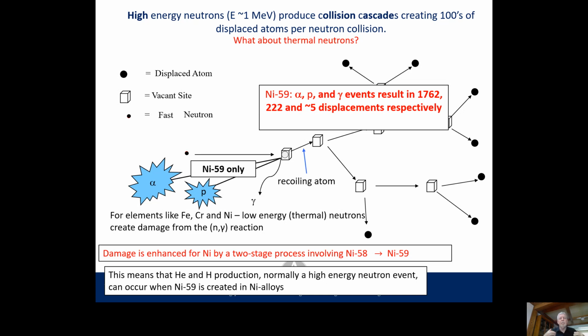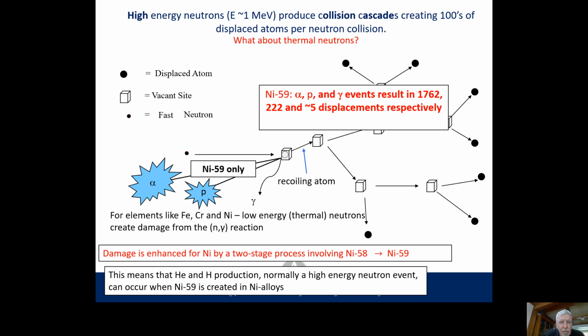Now, these point defects can either recombine, in which case the material heals, or they can go off and form clusters. When they form clusters like that, that adds to the hardening, increases the yield strength of the material. I'll talk about that in a minute. Not only can fast neutrons create displacements, but thermal neutrons can as well.